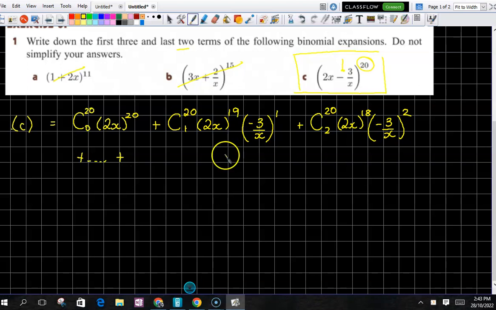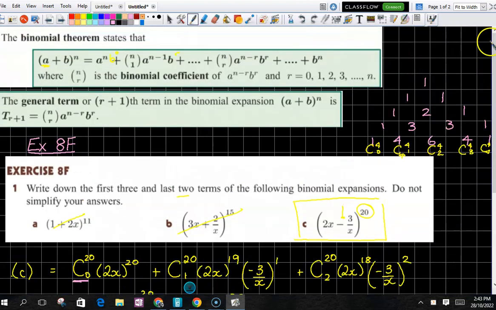The very last term would be C2020, and the second to last term would be C2019. Now, what, if anything, can you tell me about this and this? They're the same, right? And what is the same value? It'll be 1 on the outside.